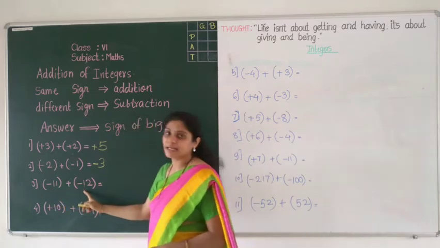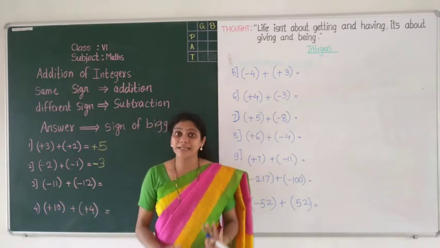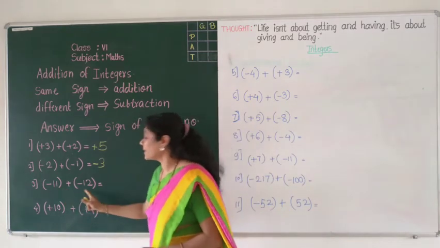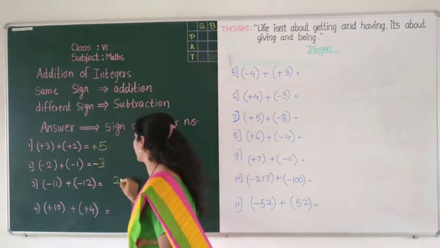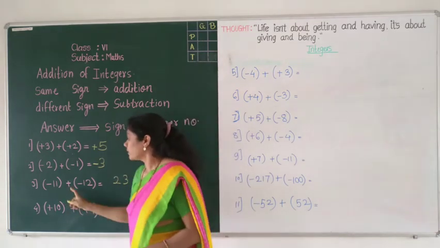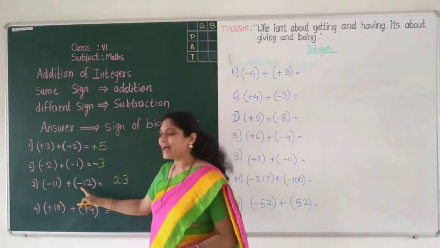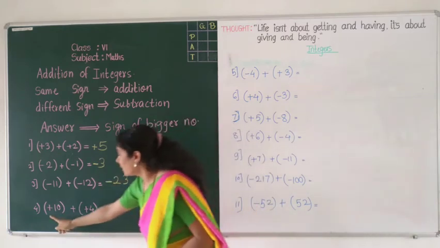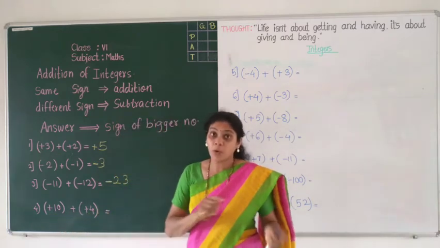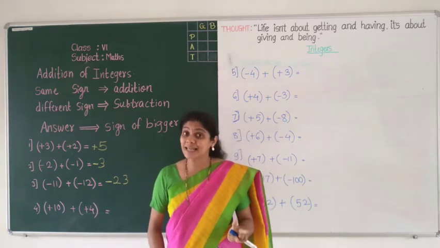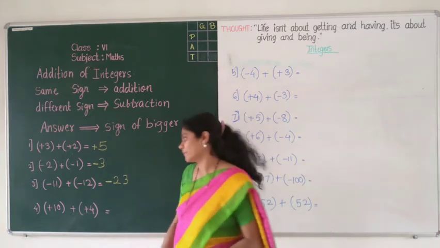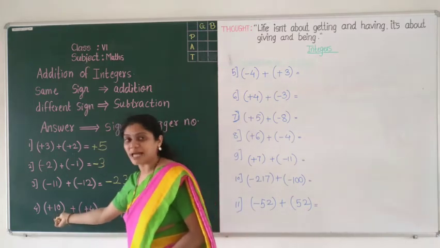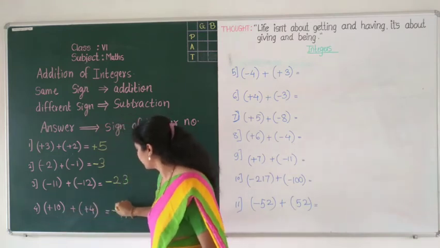Negative 11 plus negative 12. Both have the same sign and that is negative. Same sign, that means we have to do addition. So 11 plus 12 is 23. And between 11 and 12, 12 is the bigger number and its sign is negative. So here we will give the negative sign. Positive 10 plus positive 4. Both numbers have positive sign, that is the same sign. So we have to do addition. So 10 plus 4 is 14. And the bigger number is 10 and its sign is positive.